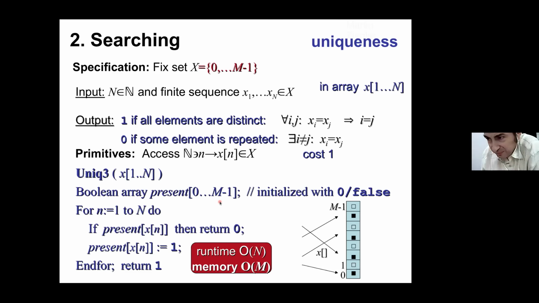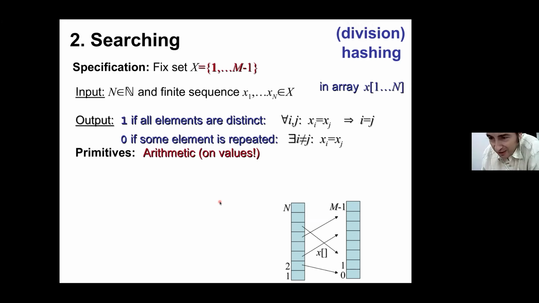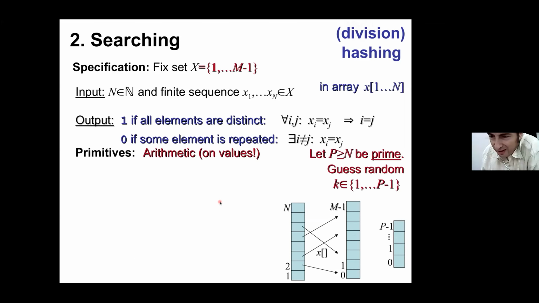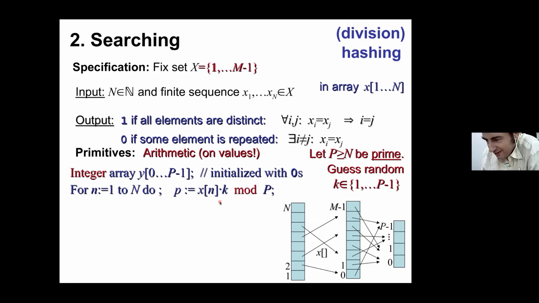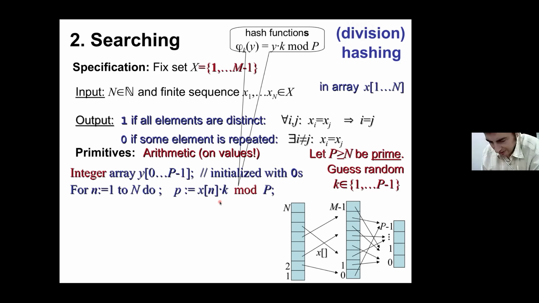To reduce this memory consumption, I was discussing in very much detail this hashing method. Okay? So what is the idea one more time of this hashing? You want to reduce the memory. You do not want this whole chunk from 0 to m minus 1 because m is large. You choose a certain smaller number p, and you reserve only an array of p elements, 0 to p minus 1.